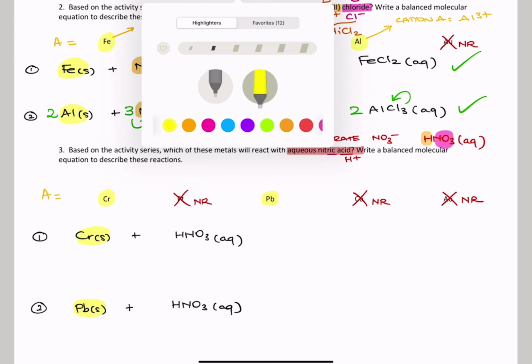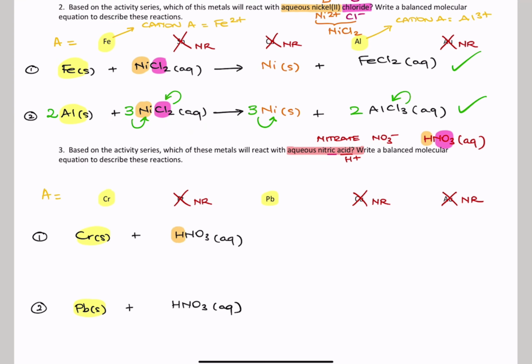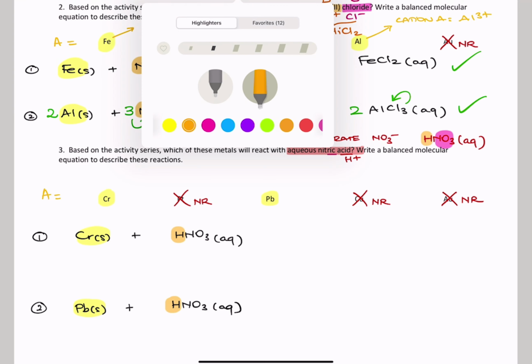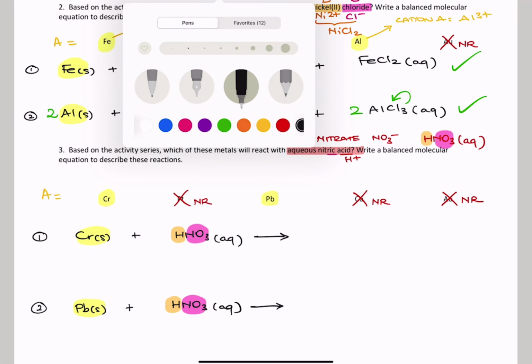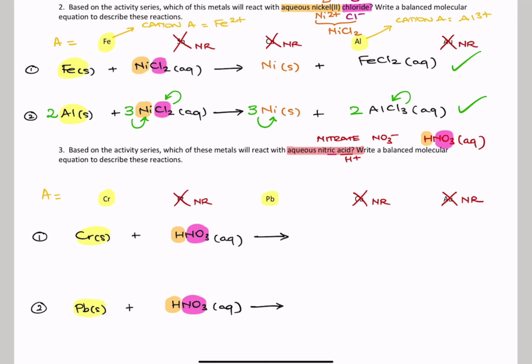Elemental A, cation H+, cation B H+, and ion C, NO3-. We know there's a reaction, therefore the elemental chromium will become cation A, and when the chromium undergoes single displacement, it forms chromium 3 plus.